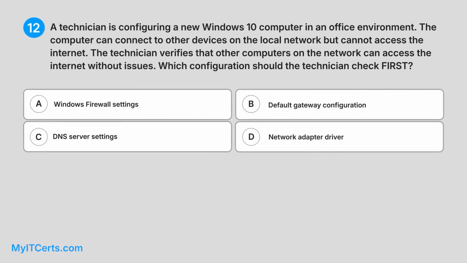12. A technician is configuring a new Windows 10 computer in an office environment. The computer can connect to other devices on the local network, but cannot access the internet. The technician verifies that other computers on the network can access the internet without issues. Which configuration should the technician check first? A. Windows firewall settings. B. Default gateway configuration. C. DNS server settings. D. Network adapter driver. Do you know the answer?